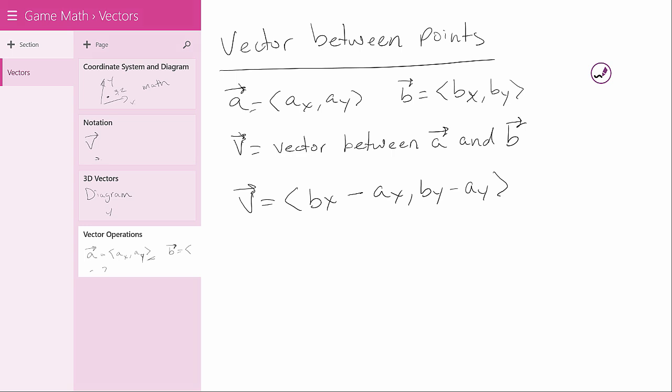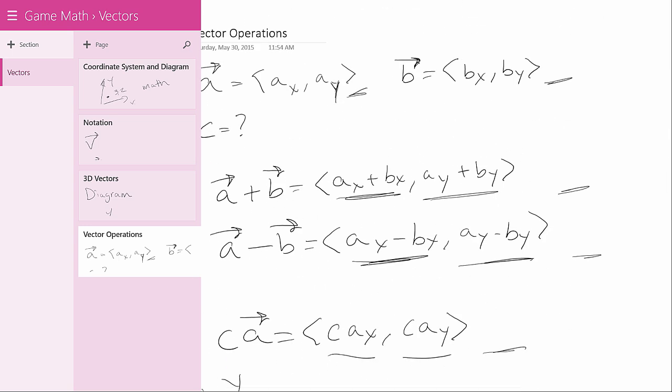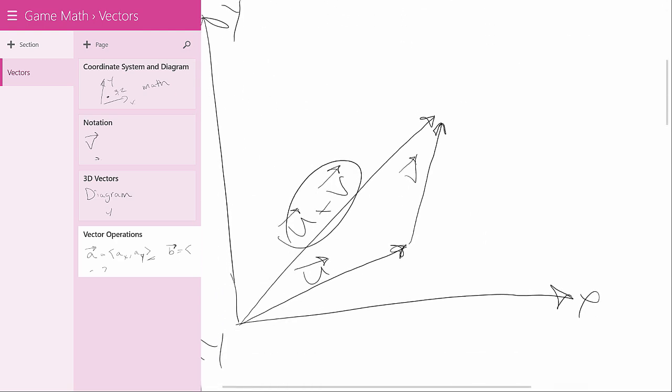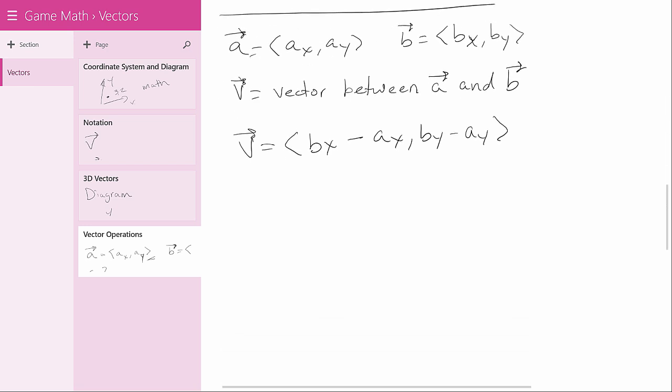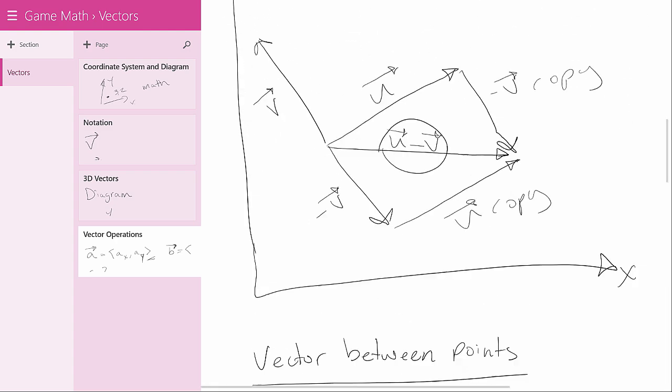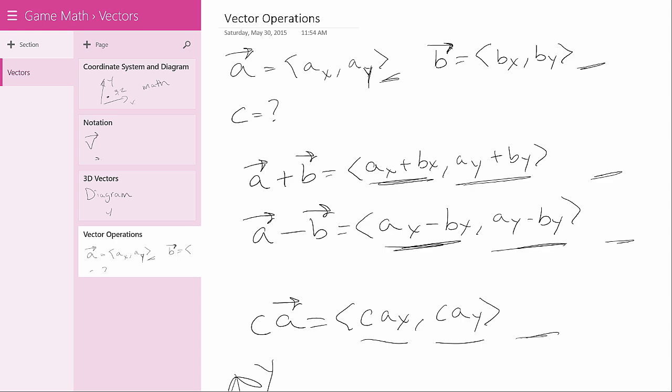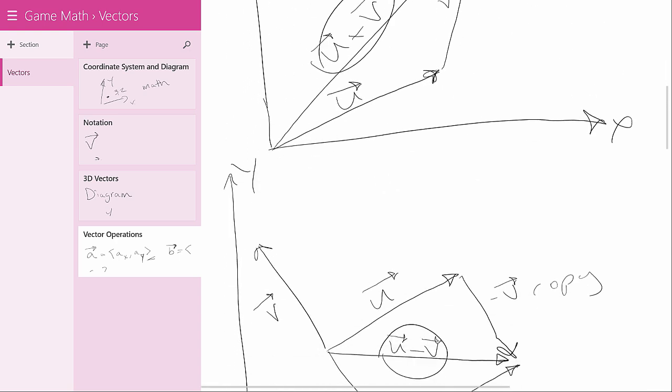Now, what's different with this than just A minus B? If we go back to A minus B, we have AX minus BX. But on V here, we have BX minus AX. So the operation switched. It's not AX minus BX here, it's BX minus AX. And that is different than AX minus BX.